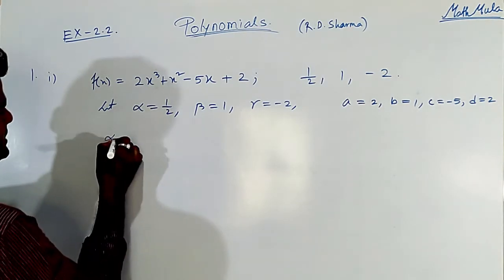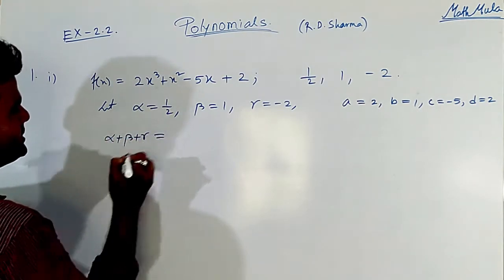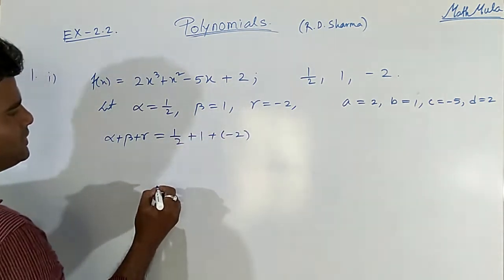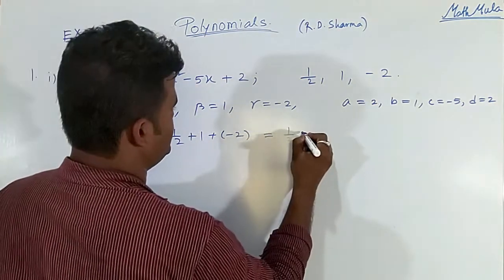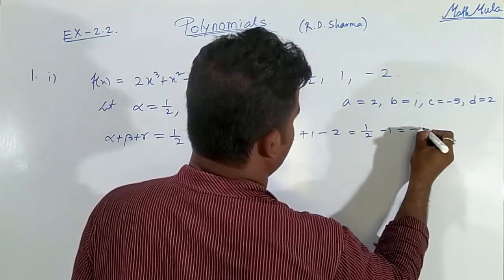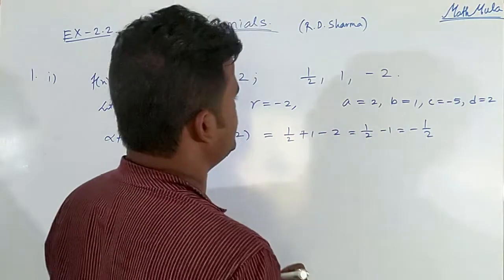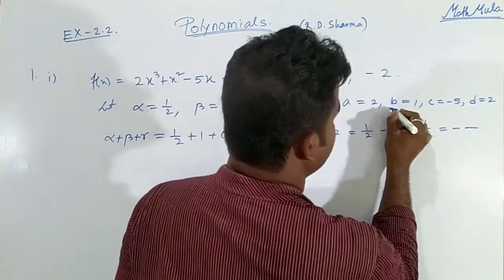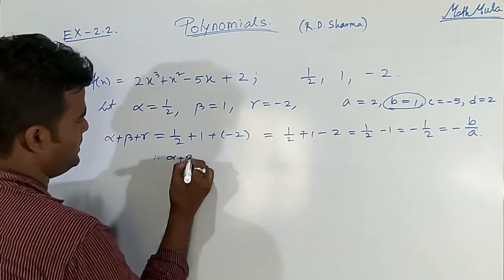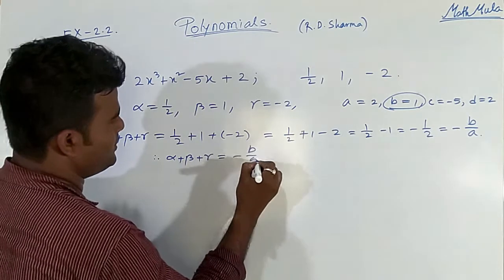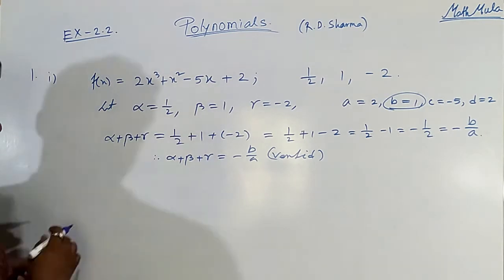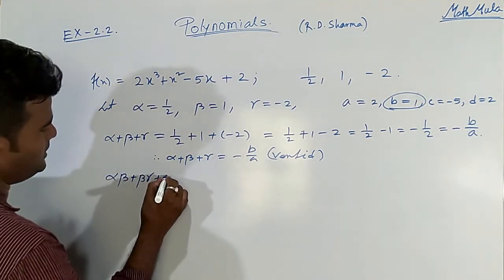Now for the first relation, alpha + beta + gamma = 1/2 + 1 + (−2). We can write this as 1/2 + 1 − 2, which is 1/2 − 1, that is −1/2. Now look, −1 means b, the coefficient 1, and 2 means a. Therefore alpha + beta + gamma = −b/a. Verified.